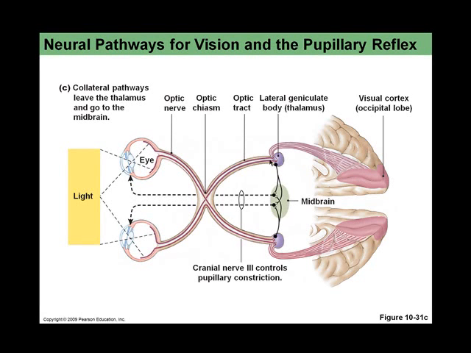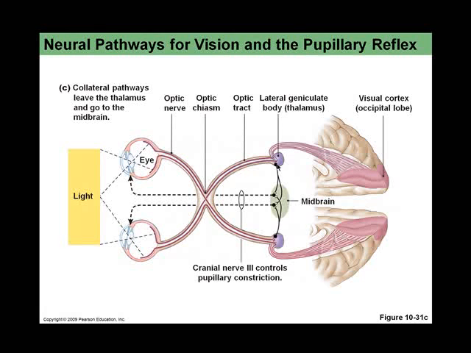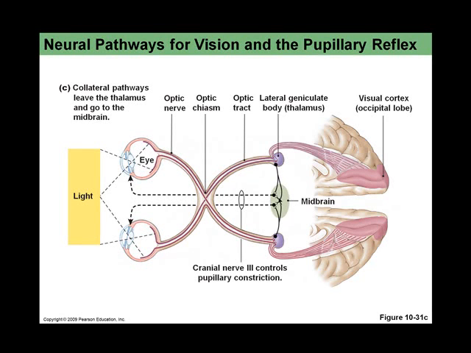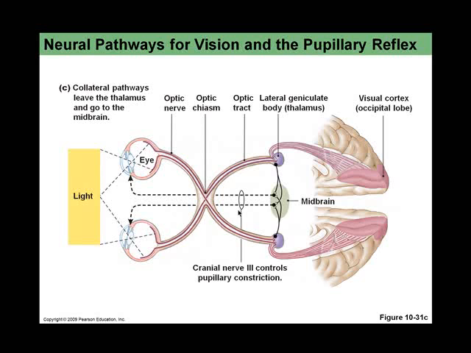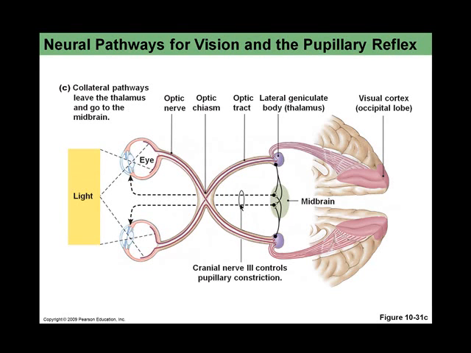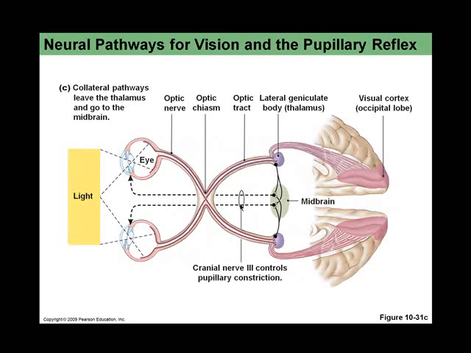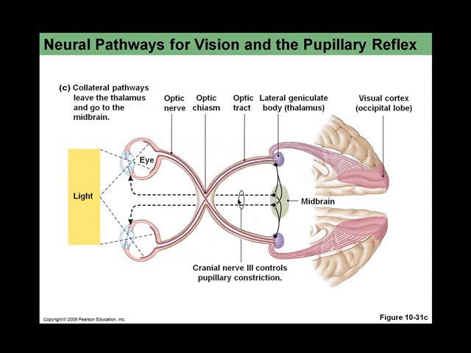But there's also collaterals to innervate other neurons here that will have projections to the midbrain. In this case, specifically to innervate the preganglionic parasympathetic neurons for cranial nerve 3 that will control pupillary constriction. So this is, remember, cranial nerves 3, 7, 9, and 10 have the autonomic control. Autonomic components, the general visceral efferent component.